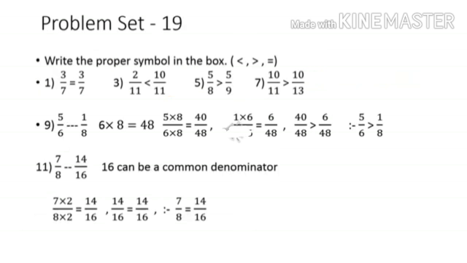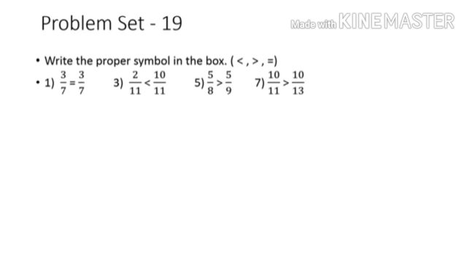Problem set 19. The first one, write the proper symbols in the box. Greater than, lesser than, equal to. Now all of you know that when you compare two fractions with the same denominator, you have to compare the numerators. Now let us see the first one. 3 upon 7 and 3 upon 7. These were the two fractions. Both the numerators and the denominators are equal, so the fractions are equal. So you put the equal symbol.